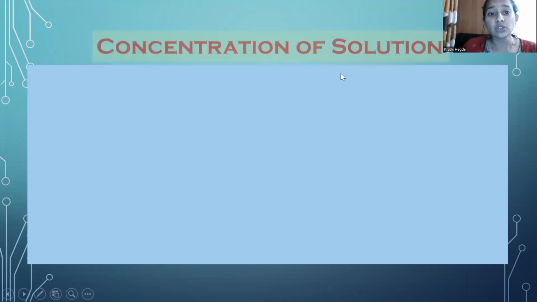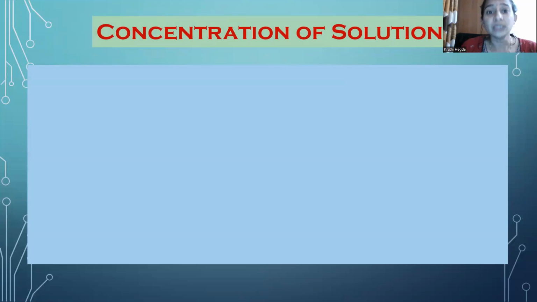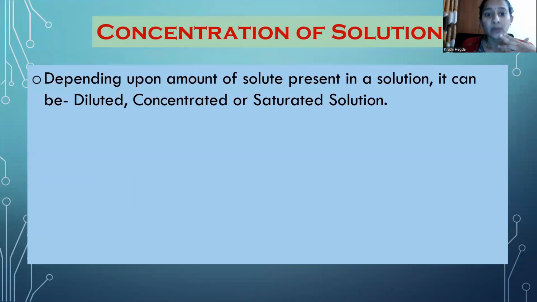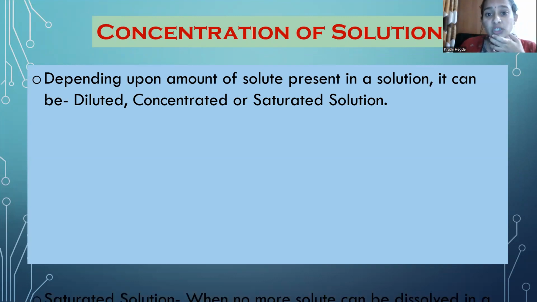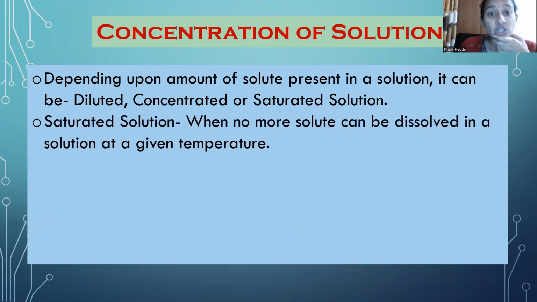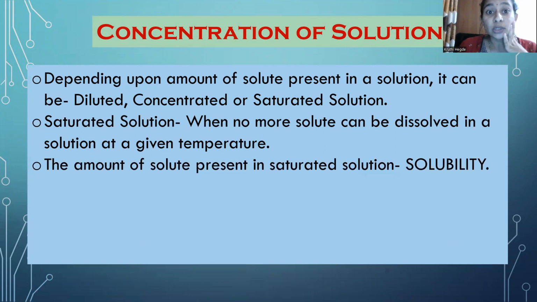What is concentration of solution? It's nothing but the amount of solute present in the amount of solution, which can be used to explain diluted, concentrated, or saturated solution. A saturated solution is one in which the maximum amount of solute has been dissolved and no extra solute can be dissolved in it, right? Now, the amount of solute that's present in the saturated solution is called its solubility, right?